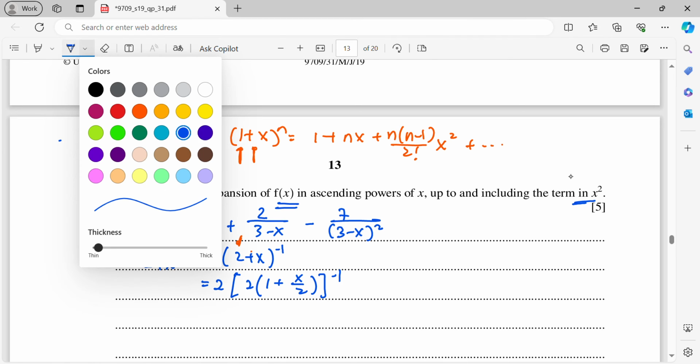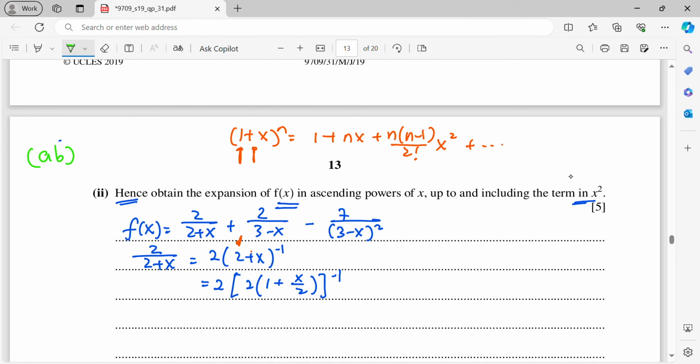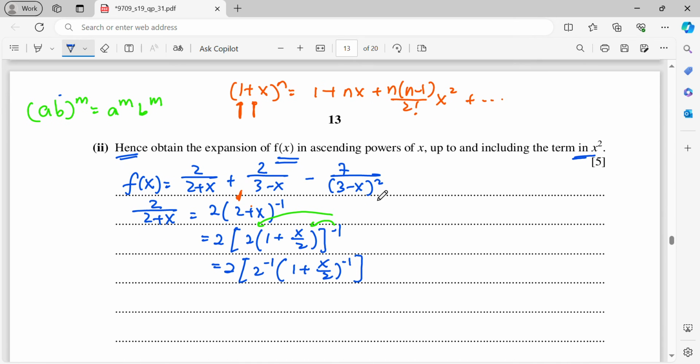And then now we have a formula (ab) to the degree m, that is a to the degree m, b to the degree m. Means that this minus 1, you bring it into the square bracket. So I will be getting 2 times 2 power negative 1, then 1 plus x over 2 to the power of negative 1. Alright, so 2 times 2 power negative 1 is basically 1, because 2 power negative 1 is half. So 2 times half is 1. So here is basically 1 plus x over 2 power negative 1.